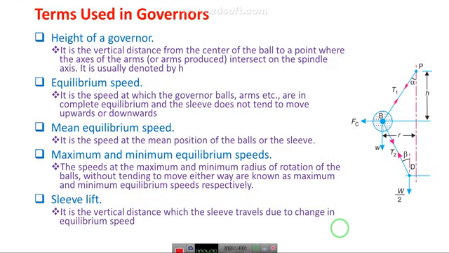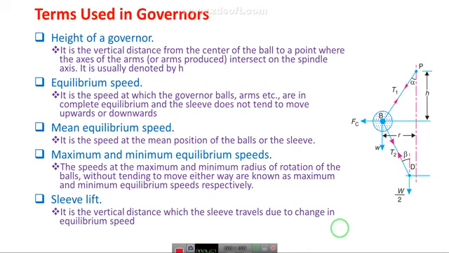Now the terms used in the governor, that we should understand. In the diagram on the right side, h denotes the height of the governor. That is the vertical distance from the center of the ball to the point where the axes of the arms produced intersect the spindle axis. Equilibrium speed is the speed at which the governor ball arms are in complete equilibrium and the sleeve does not tend to move upward or downward. So at equilibrium speed it maintains a certain position, with no upward or downward movement.